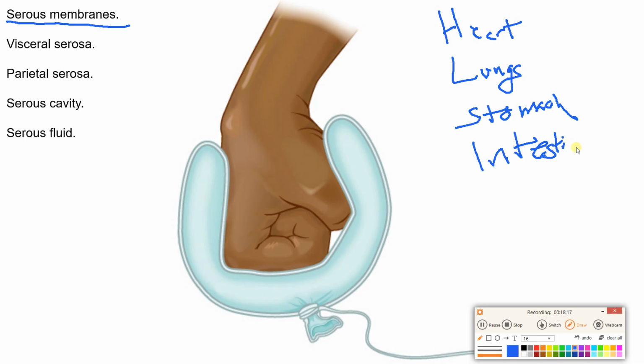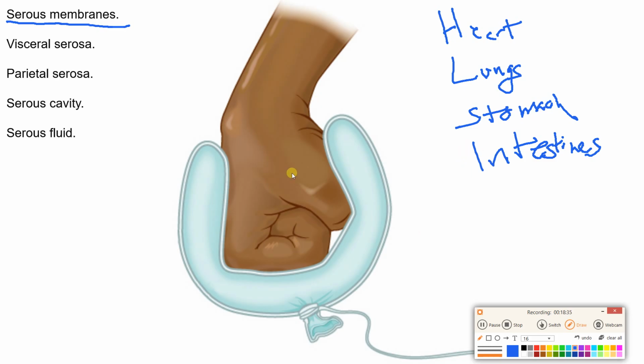So, and this is not a complete list, this is just good enough for us right now, but these organs are all associated with serous membranes. And it's a little bit tricky, but the arrangement of these serous membranes is actually pretty ingenious.